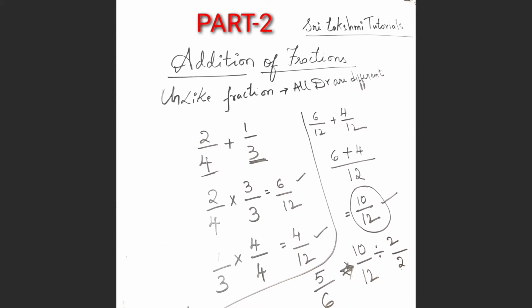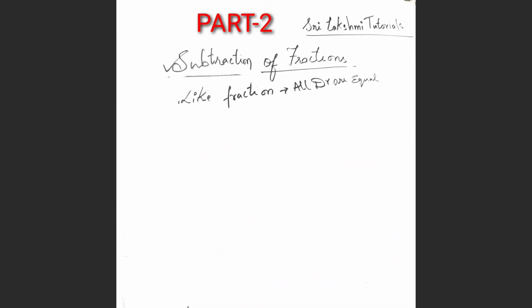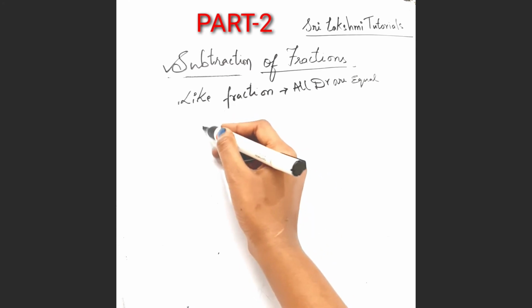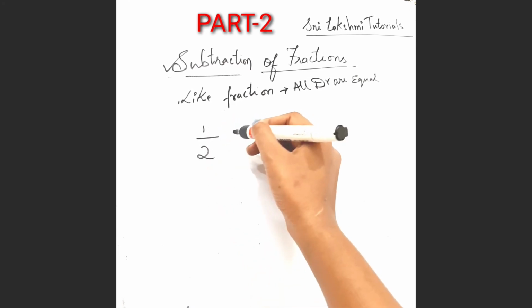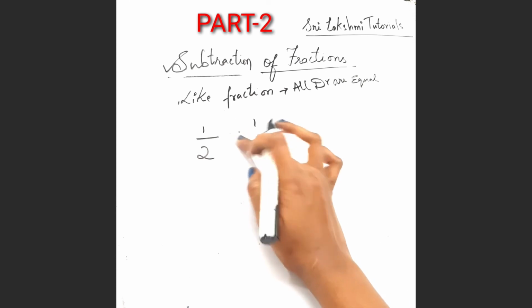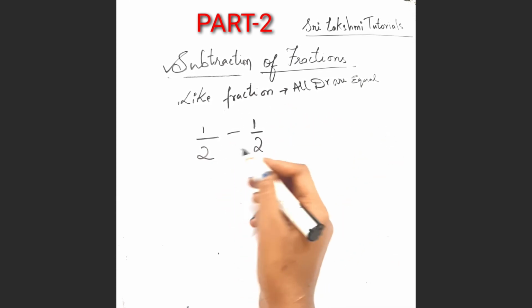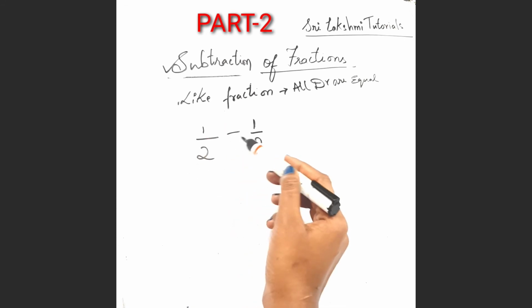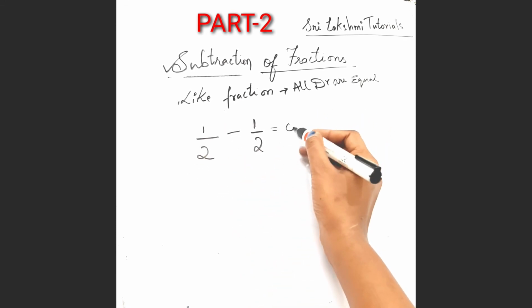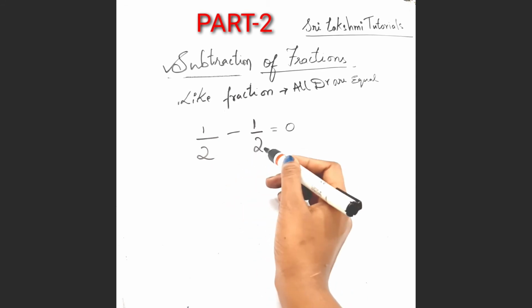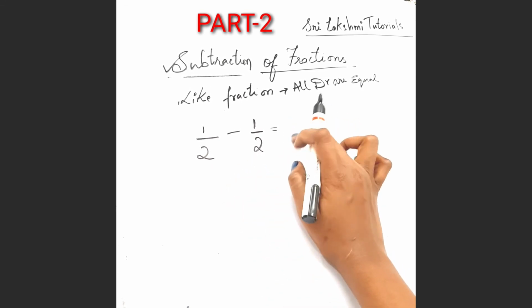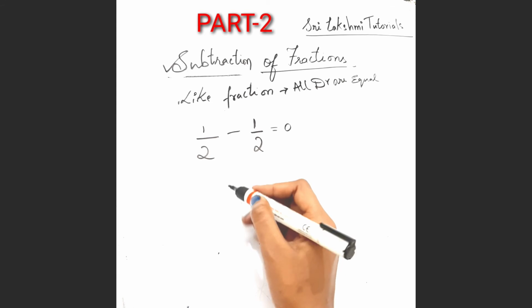Now let's see subtraction of fractions. In subtraction of fractions, if the fractions are like fractions, how to do? Let's see. Now I am taking 1 by 2 minus 1 by 2. Now both are equal. Now half minus half is 0. Okay. 2 minus 2, 0. Otherwise, how directly I am writing here 0, no? How we got? Let's see.